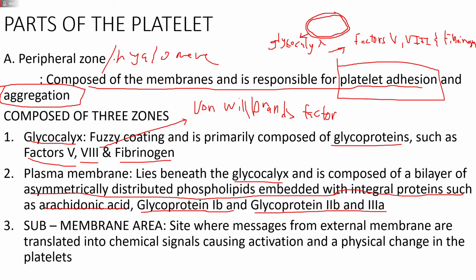Now, sa ilalim ng glycocalyx nyo, pag pumasok ka, would be your plasma membrane. Si plasma membrane nyo class is composed of phospholipids embedded with proteins such as arachidonic acid. So, try to remember yung mga contents nila. Arachidonic acid, glycoprotein 1b and 2b and 3a. And then the last part would be your submembrane area, the site where messages from external membrane are translated into chemical signals causing activation and physical changes in the platelet.